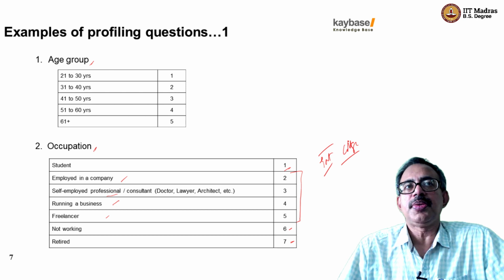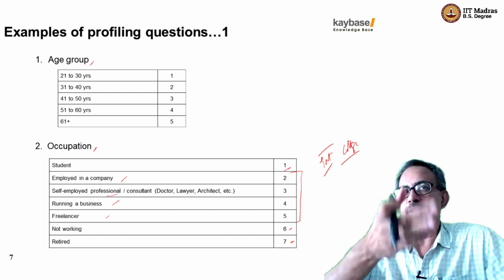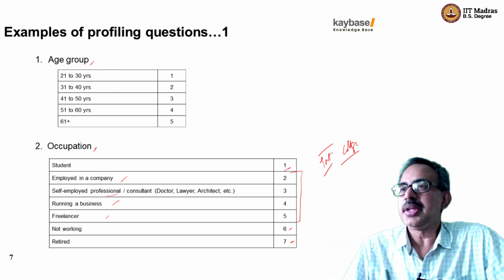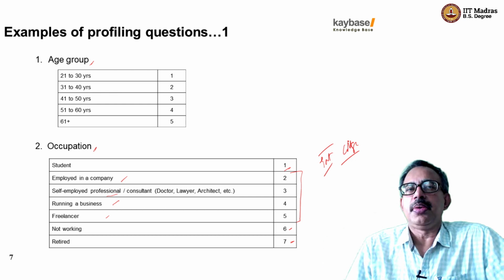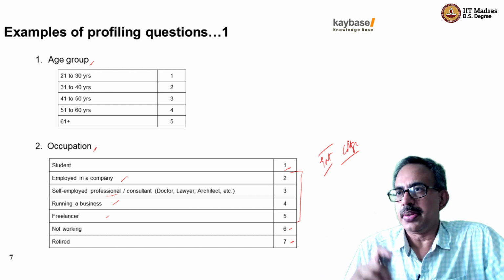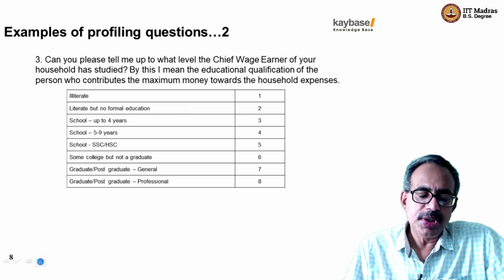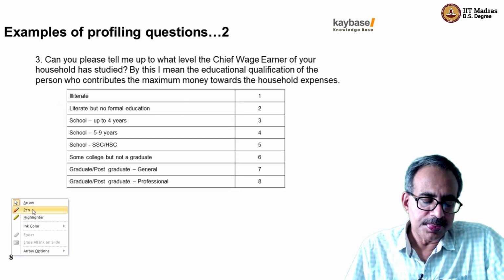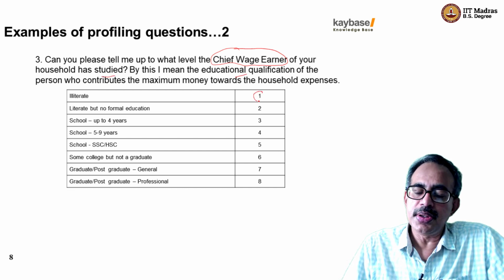Maybe this particular example was meant for people only in the private sector, and not for people in the government sector or colleges. So that's why these options are here. But as always, we must give all the possible options which are relevant to that particular audience. Some more examples of the very typical simple questions. Up to what level has a chief wage earner studied, educational qualification, illiterate or literate?